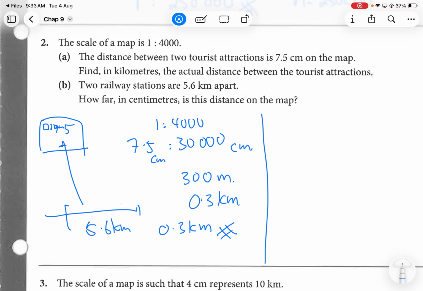Yeah. I don't change the unit. I'm not changing the unit. It is 4,000 times. The scale factor itself is 4,000 times. So I divide, it's just to get the actual distance. The unit is still kilometer. Unless I change 5.6 kilometer to cm first, then I divide by 4,000. Also can.